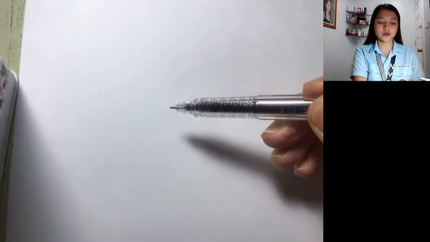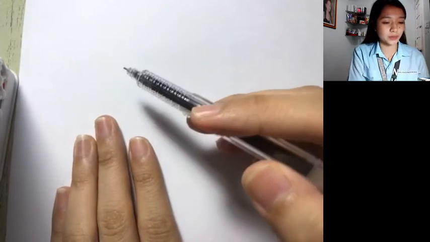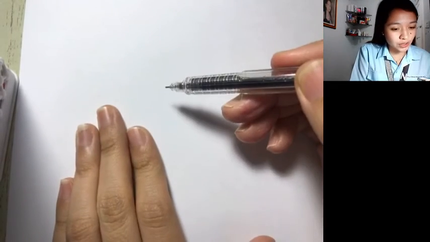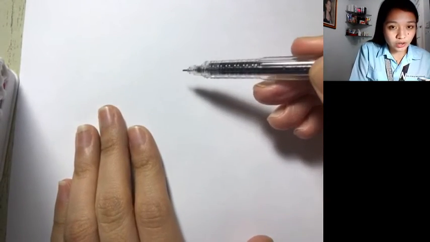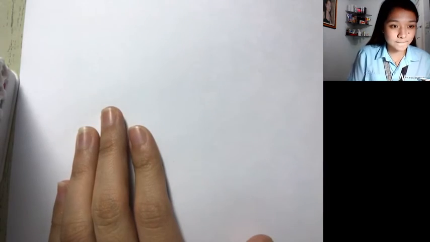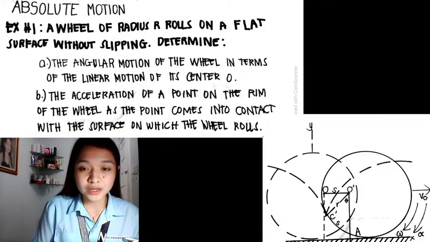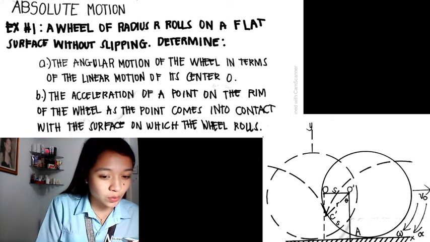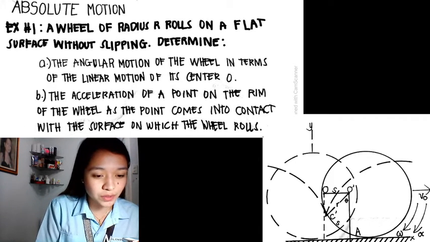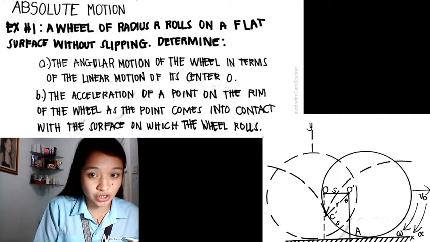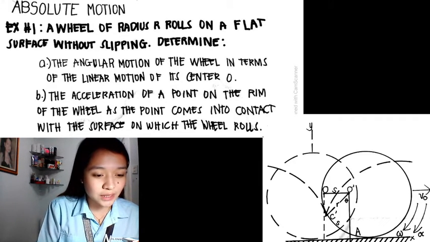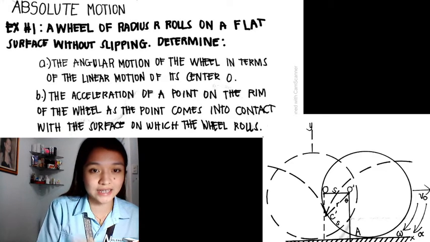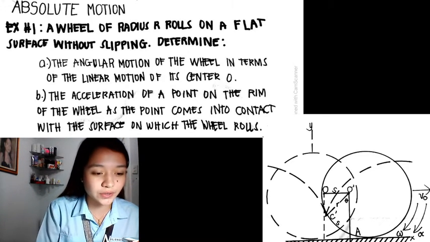By solving, I just have to discuss something first. In this figure, we can notice that the wheel is rolling to the right, from the broken line to the full position, without slipping. The movement of the center O is denoted as S. You can see it on your screen.